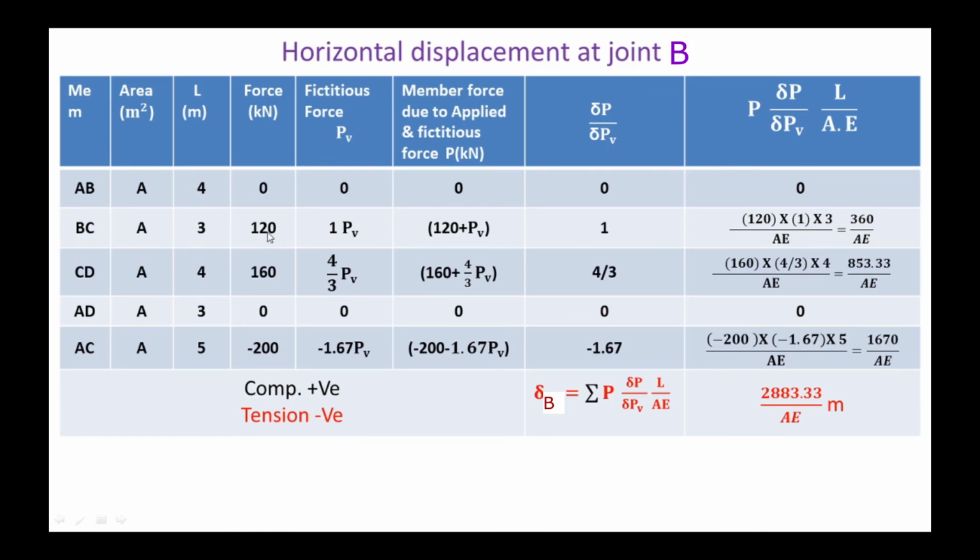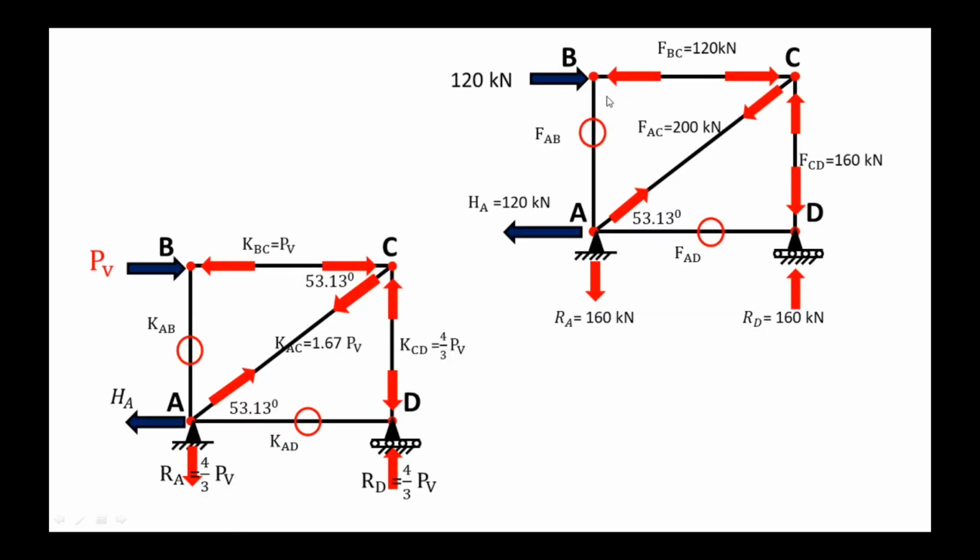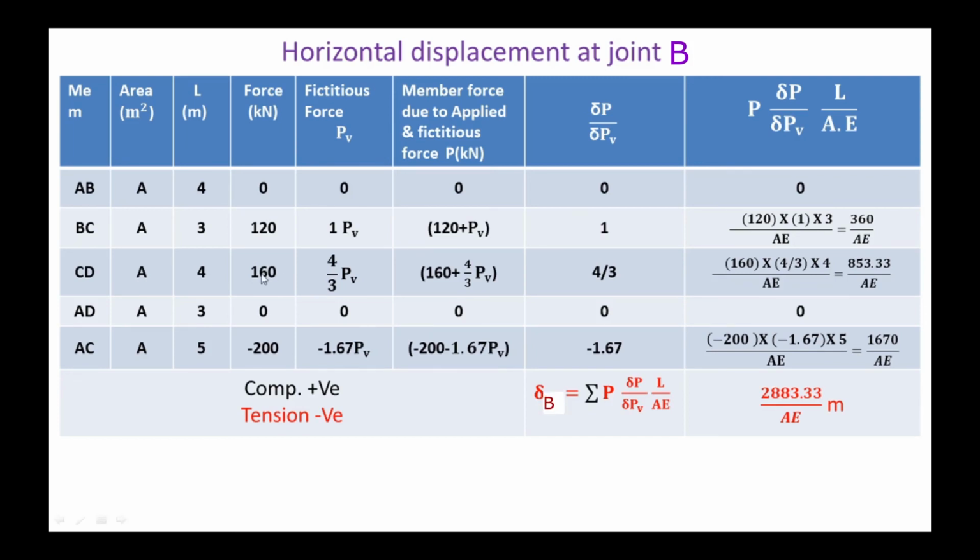So member BC is plus, it means compression. This sign is a compressive sign, that is why it is a plus. Member CD is also a compressive sign, that is why plus, and member AC is negative, that is minus 200. Now this column is the member forces due to the fictitious force PV. Member AB we know is 0. Member BC is 1. Member CD is 4 by 3 PV. Member AD is 0 and member AC is minus 1.67 because minus indicates tension.